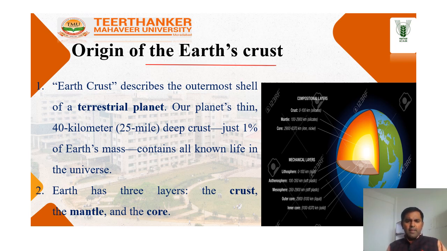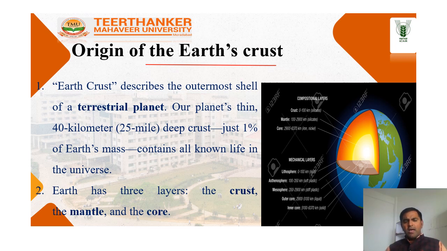Okay, now I come to the earth crust. So what is the earth crust? Earth crust is generally the outermost shell of the terrestrial planets. What are the terrestrial planets? There are four planets which are nearest to the sun, like Mars and Earth. These are the terrestrial planets, very near to the sun.